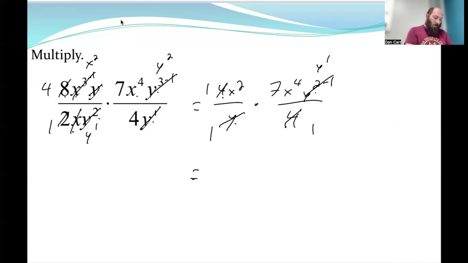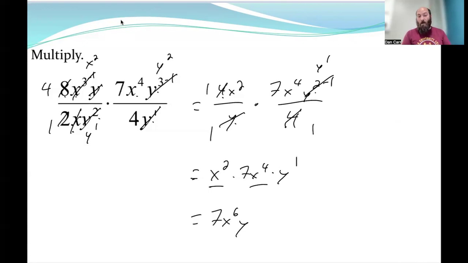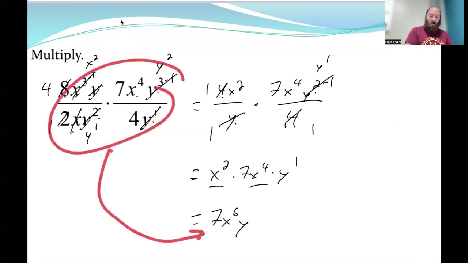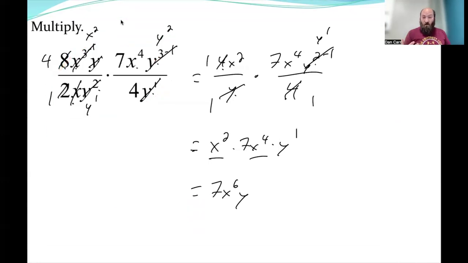So now I'm going to be simplified down to x squared times 7x to the fourth times y to the first. Finally, let me just do my normal multiplication here, just like with my exponent properties. So I can do x squared times x to the fourth. So I'm going to get 7x to the sixth times y. So this whole thing here through my operations simplifies to this. Okay, so that is our basic multiplication.